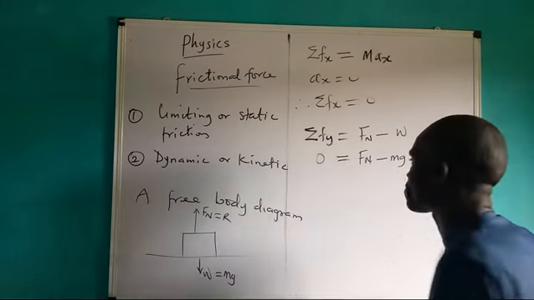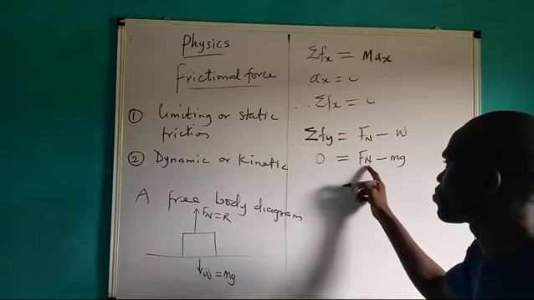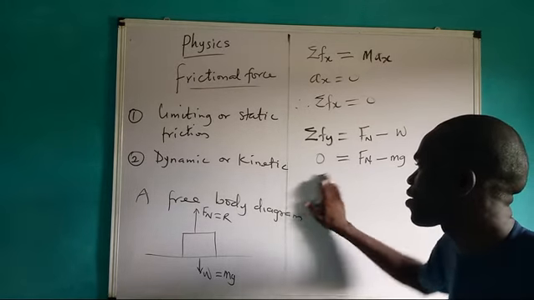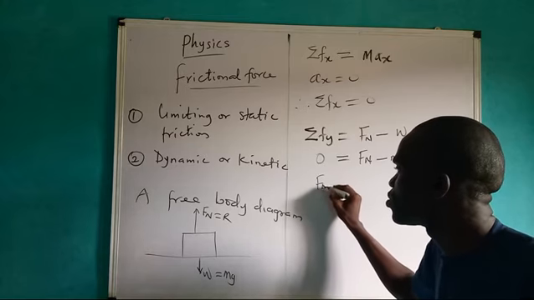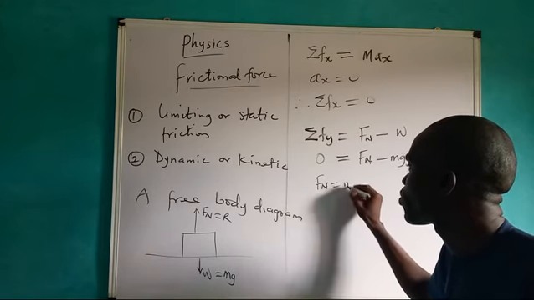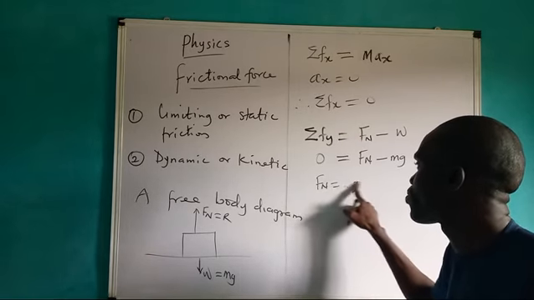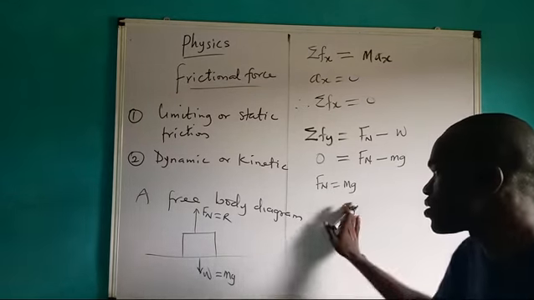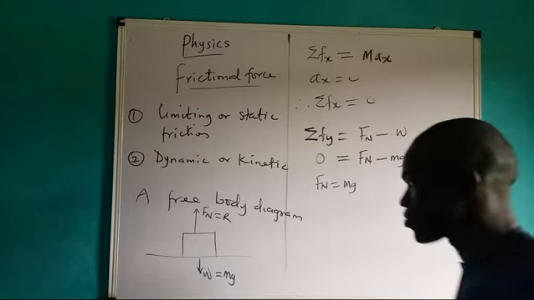Okay, now let us see. Taking this one now, I want to make this one the subject. I want to take this one over. When I take it over, I will have Fn, the normal force. The normal force will at the end be mg. This is what I'm going to be having for this system.